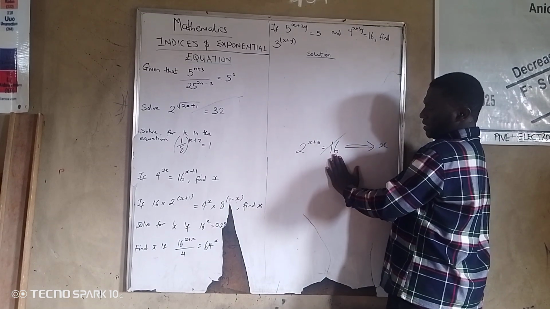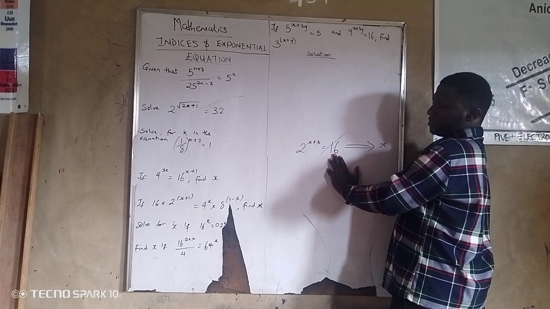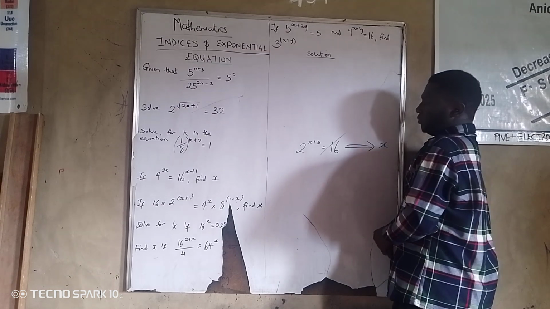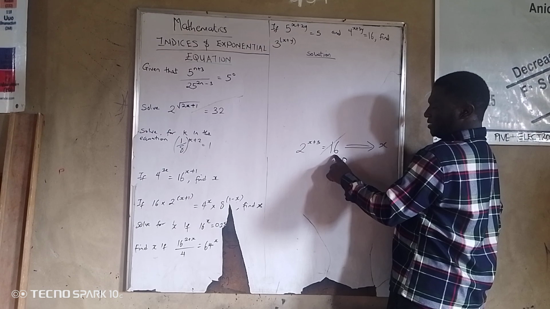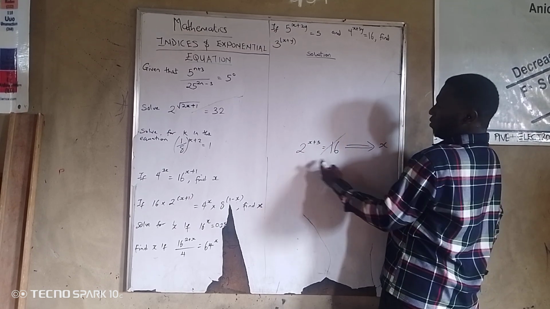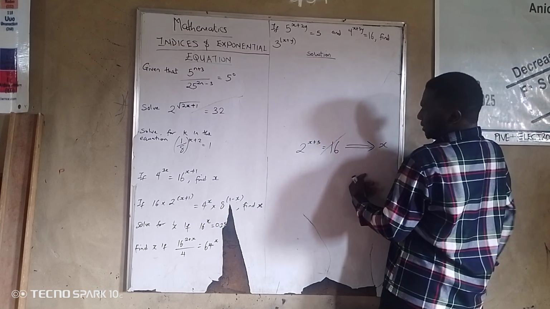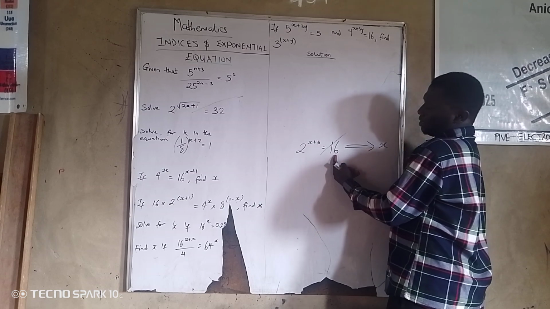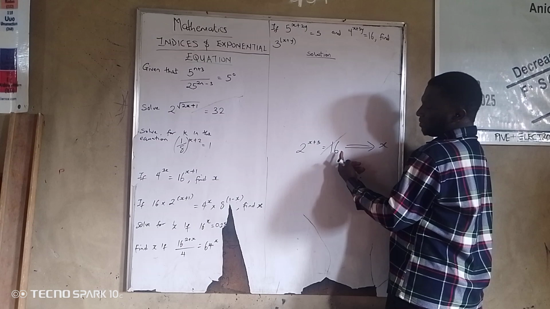Is there a way you can express this 16 in powers of 2? Because the base is 2, you look for how you can turn 16 into 2 raised to some power. Even if the base were 4, you may think of how to turn 16 into 4 raised to some power. So you try to see if there is a way to express 16 as a power of 2. How can 16 be powers of 2?